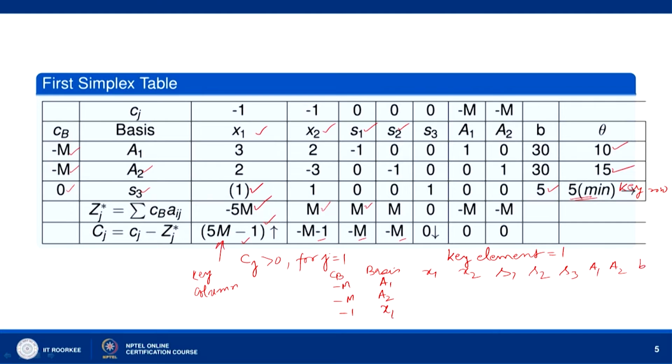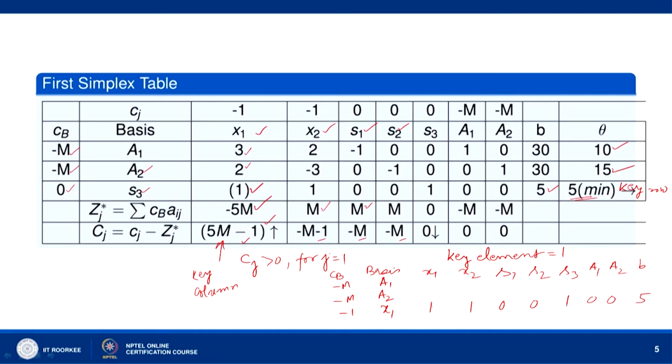Now, the key element is 1. If it is not 1, we will divide it so that it becomes 1, but it is already 1. So, with the help of this key row, we will make the other elements in the x 1 column 0, that is, 3 and 2 we have to make 0. So, let us first write this key row. We have 1, 1, 0, 0, 1, 0, 0. And we have 5 here.